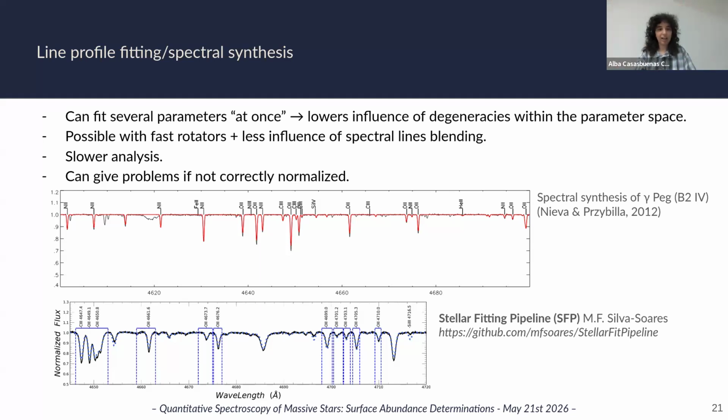synthetic spectra in the grid, and it can give some problems if it's not correctly normalized. Because if the normalization is different for the observed spectra and for the synthetic spectra, the comparison will give some problems. Here I'm including some examples of works that are using this methodology, but again, this is a very traditional methodology that has been used in a lot of works. So I'm not presenting a comprehensive list of works that are using this methodology here.